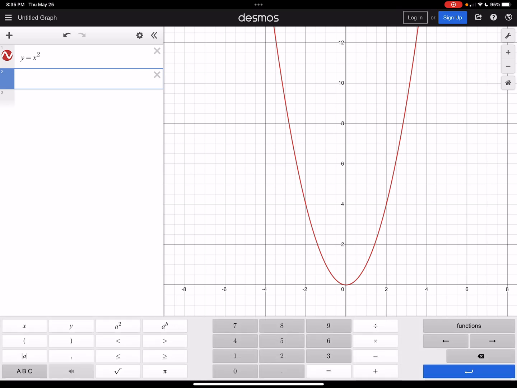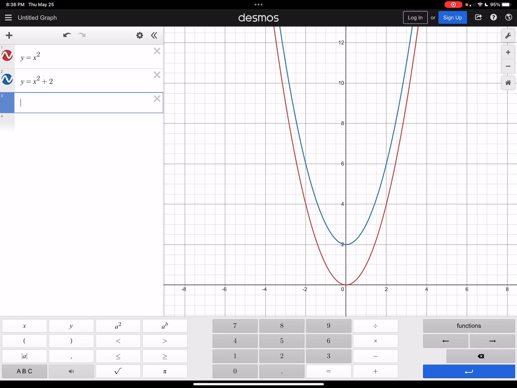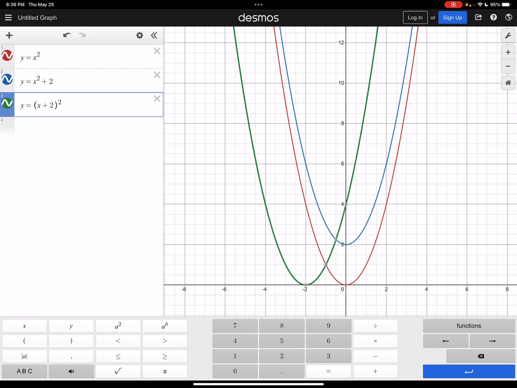Now if I take that function and do y equals x squared plus 2, that just moves it straight up. Notice that that plus 2 is outside of that x. There's no parentheses there, keeping the 2 with the x. Now I can do the same thing, except I'm going to put the 2 inside the parentheses before I square it. So here I've got y equals x plus 2, and then I'm going to square it. And notice how it moves to the left.